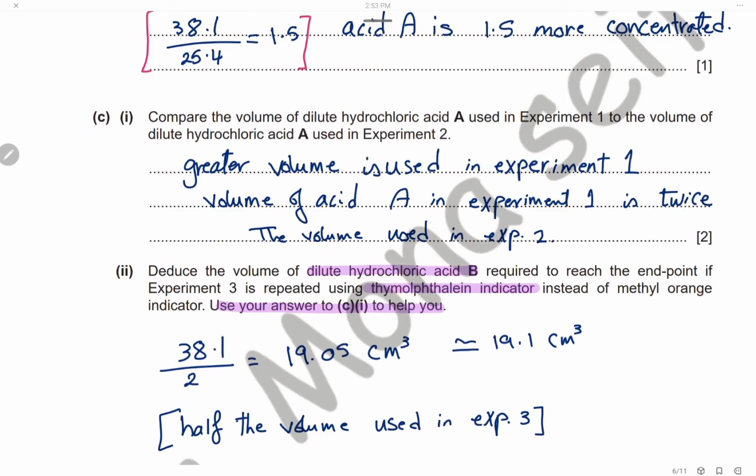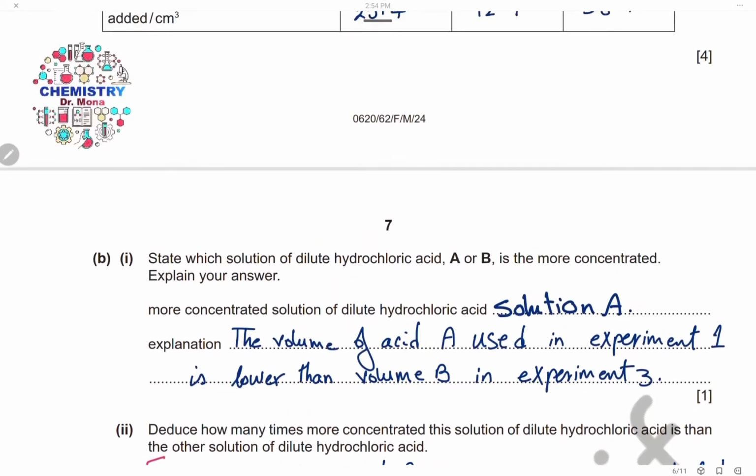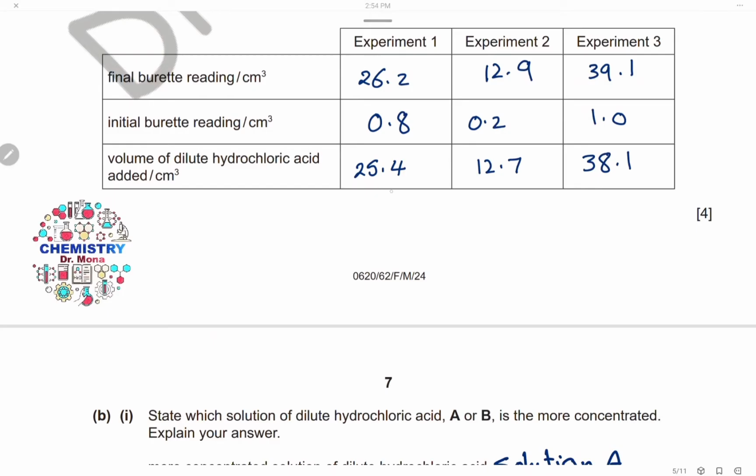Compare the volume of dilute hydrochloric acid A used in experiment 1 to the volume of dilute hydrochloric acid A also used in experiment 2. The difference between experiment 1 and experiment 2 is that we change the indicator used. By changing the indicator, the volume of acid A used changes. So in experiment 1, we use 25.4, and in experiment 2, we only use 12.7. That means the volume used in experiment 1 is greater than experiment 2.